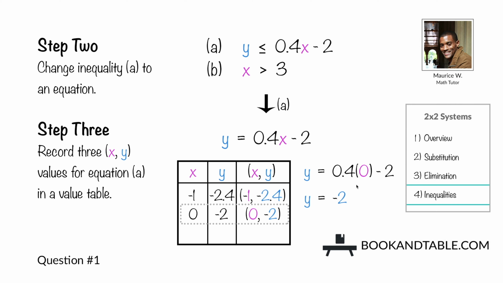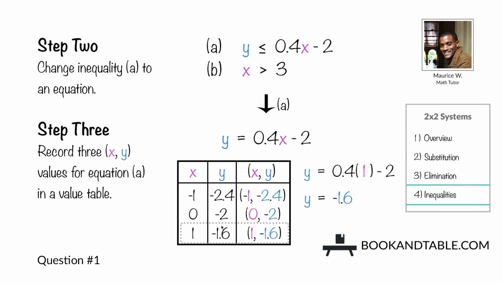Now we'll plug in x is equal to 0, and that would give us 0.4 times 0, which is 0. 0 minus 2 is equal to negative 2. So our second point, x is 0, y is negative 2. And now we'll plug in 1 for x, giving us 0.4 times 1, which is 0.4, minus 2. 0.4 minus 2 is equal to negative 1.6. So when x is positive 1, y is negative 1.6.